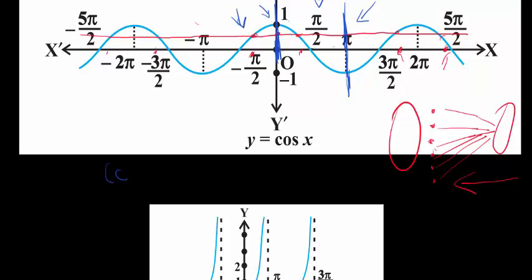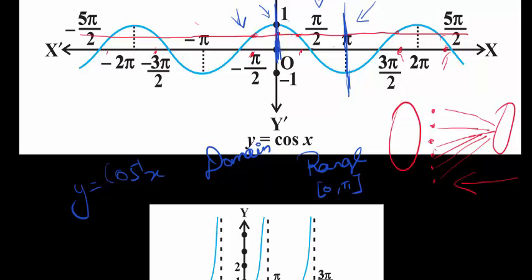For cos inverse of x, y is equal to cos inverse of x. My range is going to be 0 to pi, and my domain is minus 1 to 1. Okay.